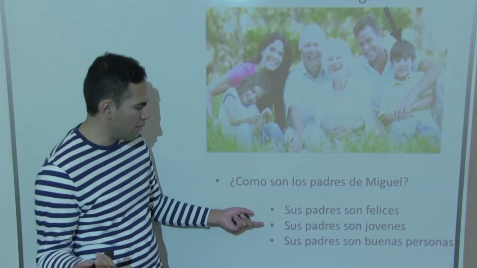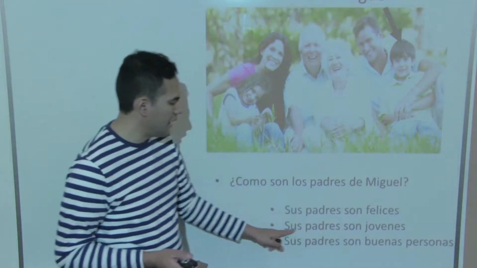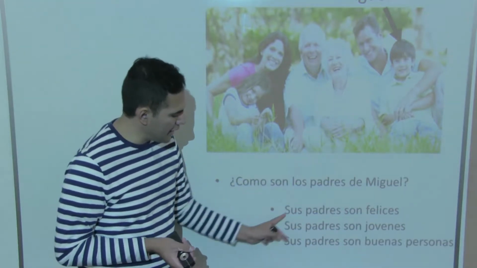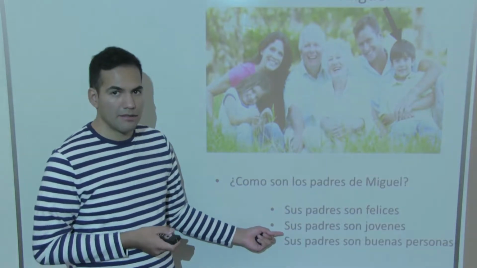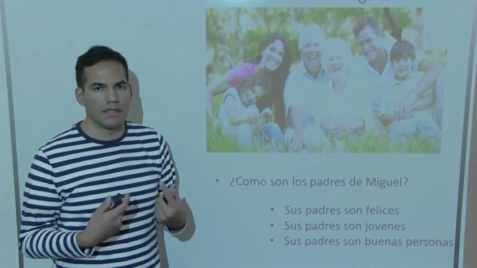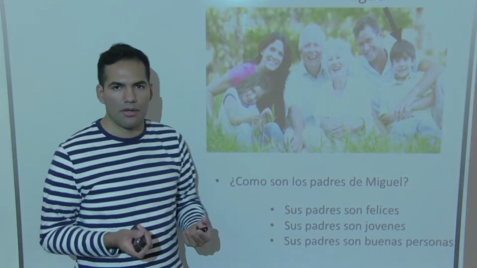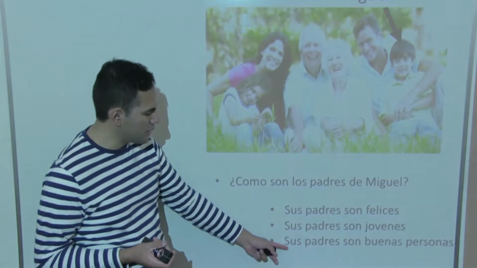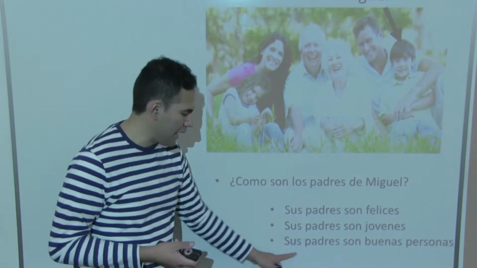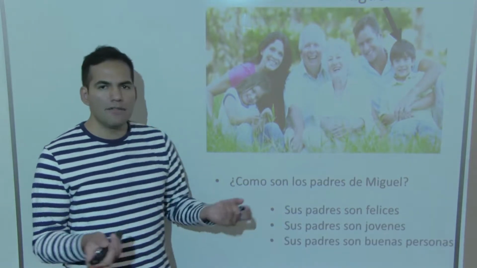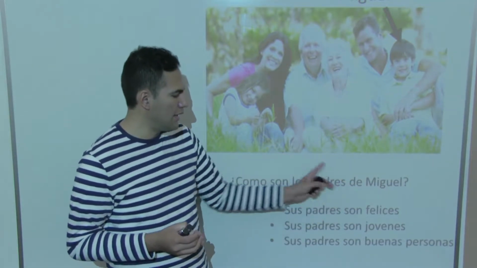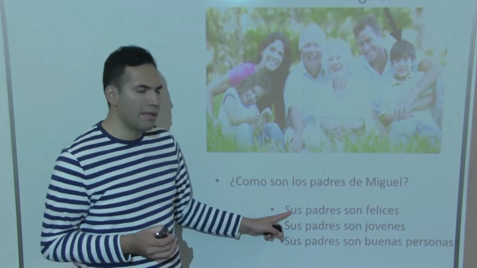Then another one that I came up with was sus padres son jóvenes. His parents are young. They look young. So here again, we're using the plural possessive adjective. We're describing two people, so we're going to be using the plural form. And the last one, sus padres son buenas personas. His parents are good people. Again, you could have come up with something different, but I just want you to make sure that if you're talking about a plural noun, keep it plural, okay?